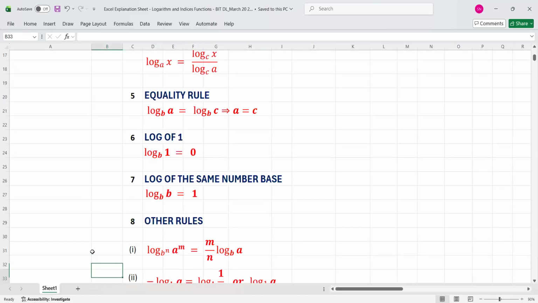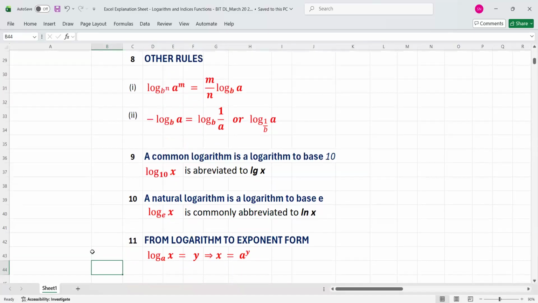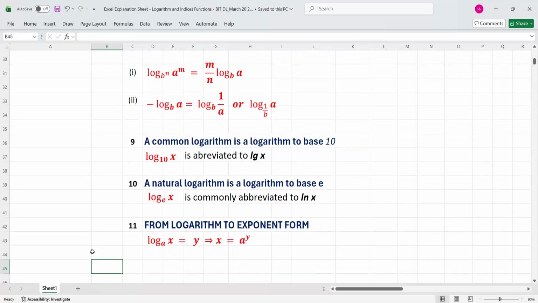Now, rule number 8, please, let's jump over 8. Just take a look at it. It comes in when you are solving a problem. But let's look at 9 and 10 and 11.